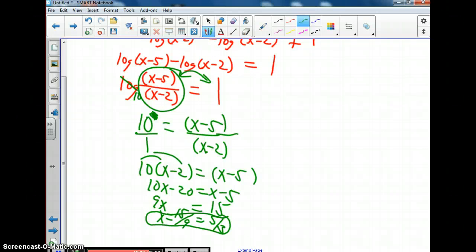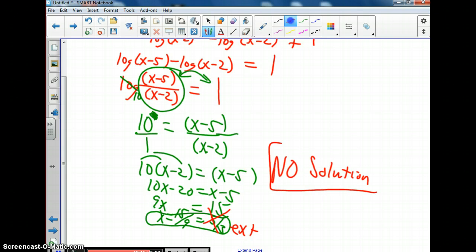Okay, so then when you plug it back in, this is no good. This is an extraneous solution. So the answer is no solution. There you go.